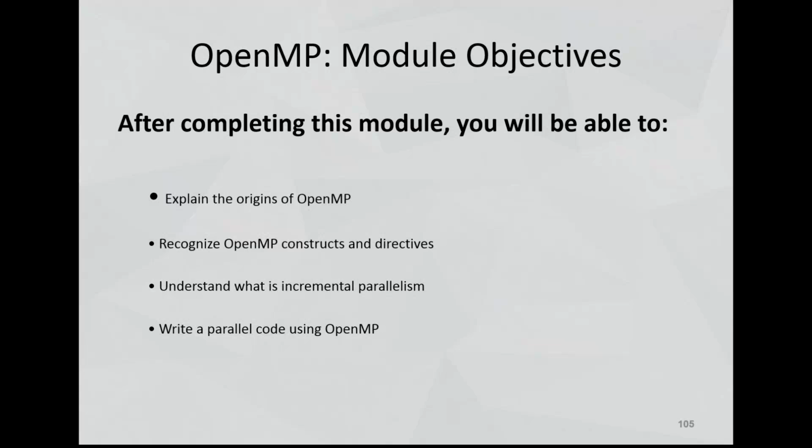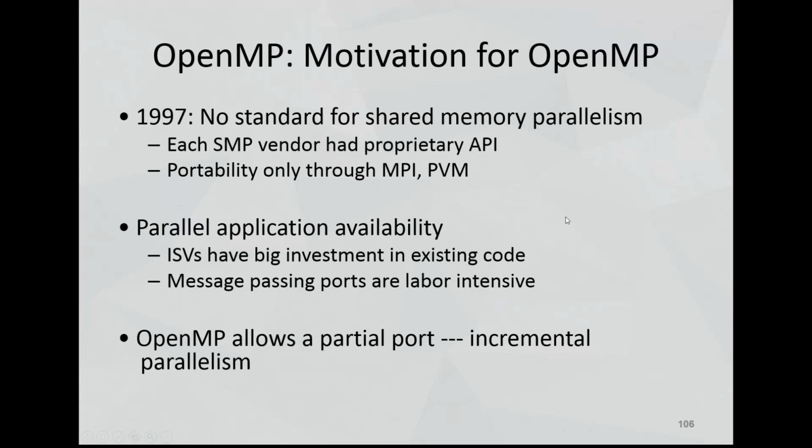Okay, so write parallel code using OpenMP. OpenMP is free. You don't need to pay for it, of course. The open libraries there are, as it says, open. So it's been around for some time. In 1997, there were no standards for shared memory parallelization, so everyone came up with their own.